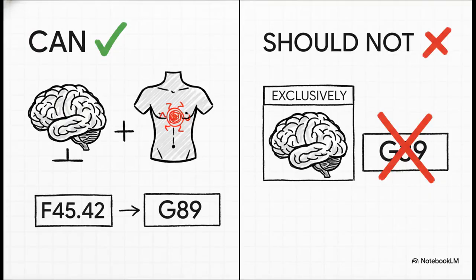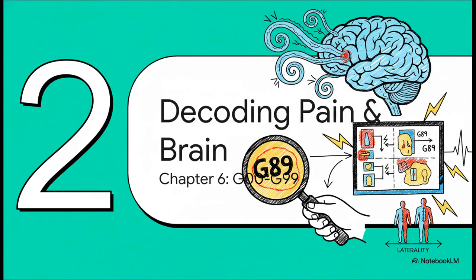Now, this slide shows a really important detail for when pain and psych factors are connected. It's subtle, but it's huge. If the chart says there's a psychological part to their pain, you can code both F45.42 and a G89 pain code, no problem. But if the documentation says the pain is only psychological, then you absolutely cannot use a G89 code. It's one or the other in that case. All right, let's keep moving.